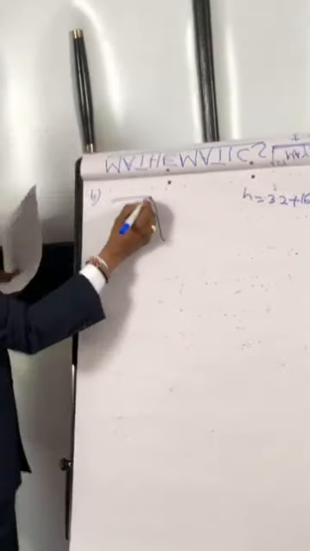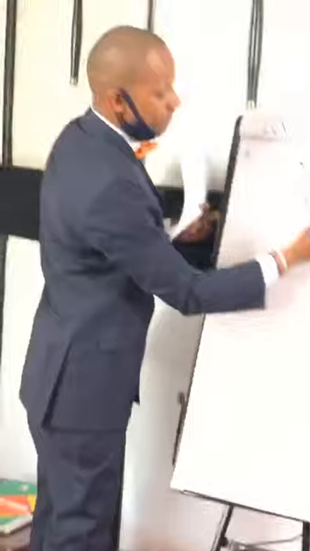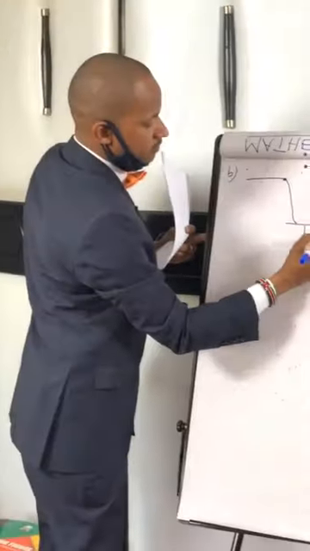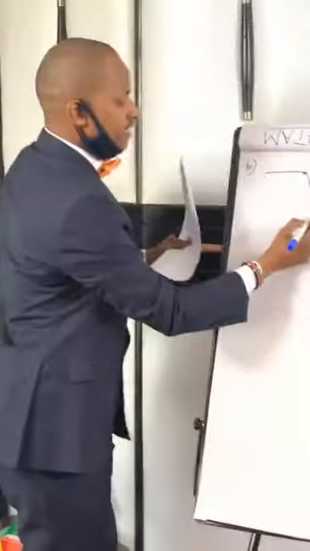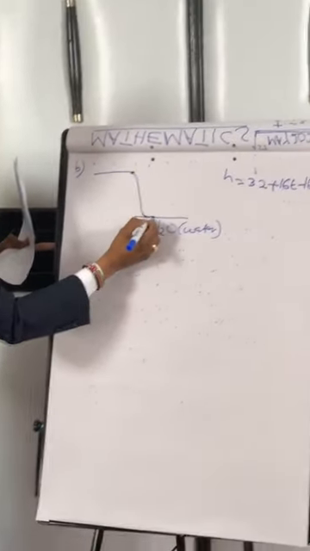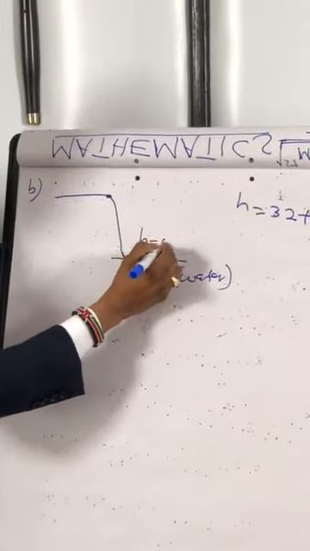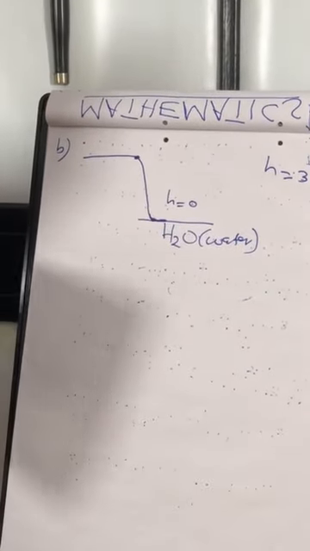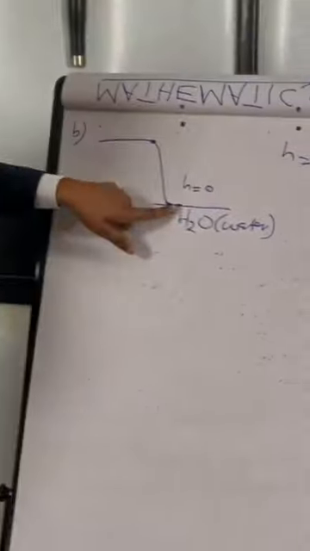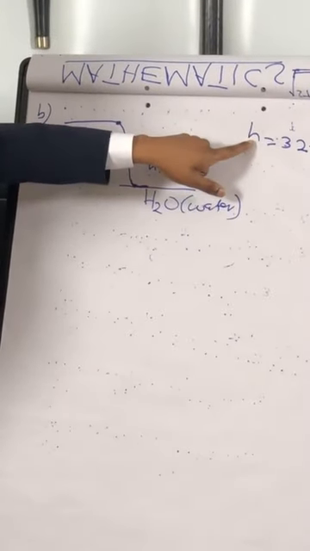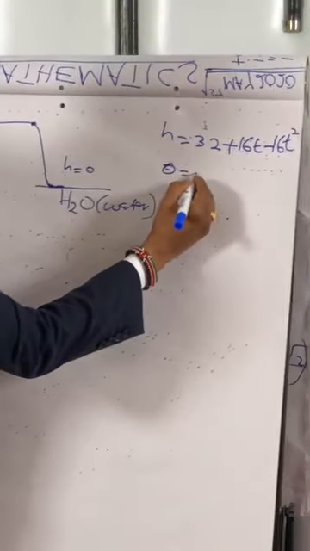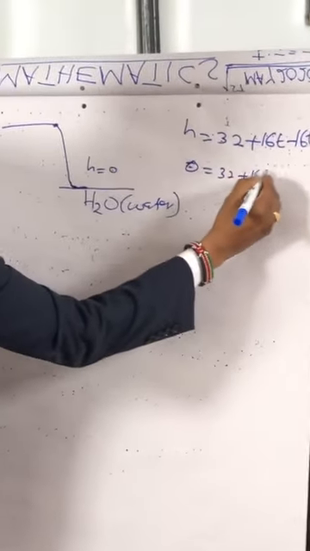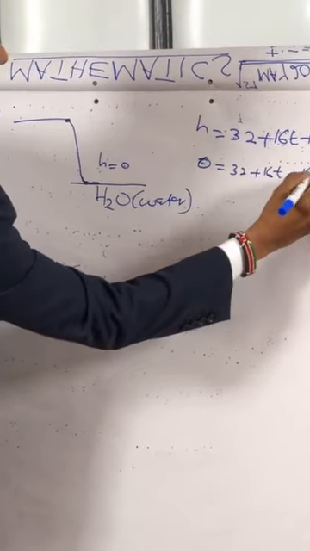So when the diver dives from here, hits the water surface, if this is water, if the diver hits the water surface, at the water surface, height is 0. Therefore, if they want the time taken for the diver to hit the water surface, we replace the height with 0. So here is 0 equals to 32 plus 16t minus 16t squared.